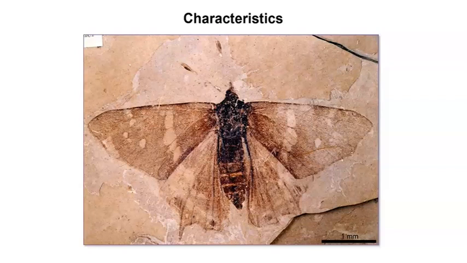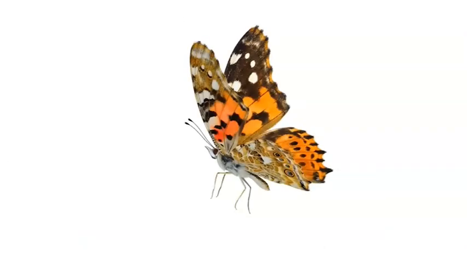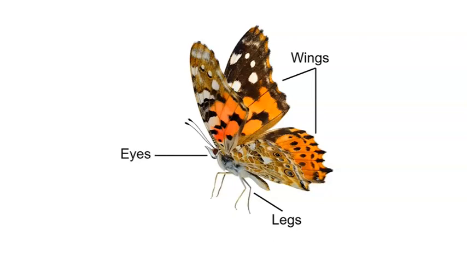What do you think? Well, we can do more research by observing butterflies and by looking back at our book, too. Let's start with some observations. I observed the butterfly's legs and wings. These characteristics help the butterfly move around its environment to find food and get away from predators. I also noticed eyes. The butterfly's eyes help it see so it can find food.